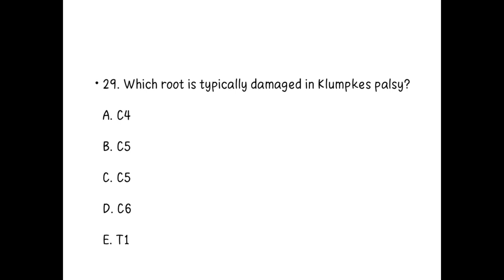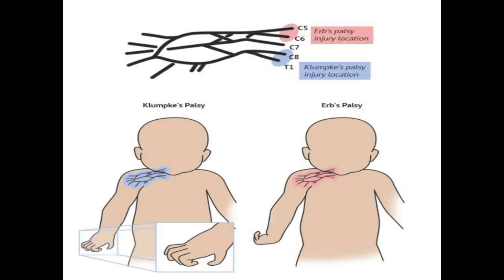Klumpke's palsy. Whenever you talk about Klumpke's palsy, you remember Erb's palsy. They are friends. They come along, but they relate to two different nerve roots. So the answer to this question, the nerve root that is damaged here, is E, the T1. Klumpke's palsy is caused by the C8 and the T1. That's what contributes to Klumpke's palsy.